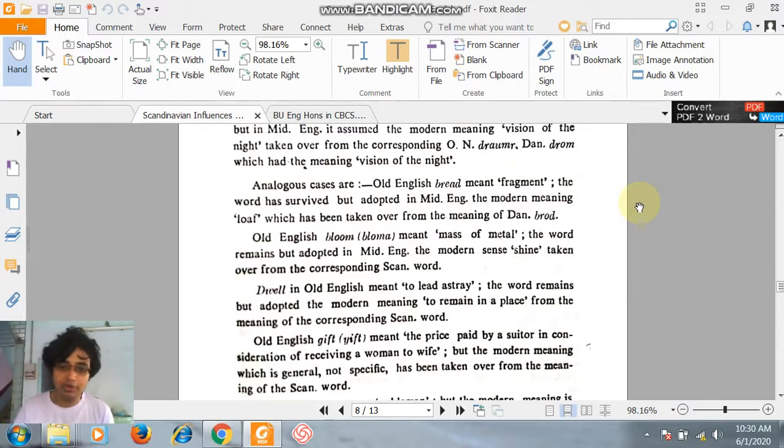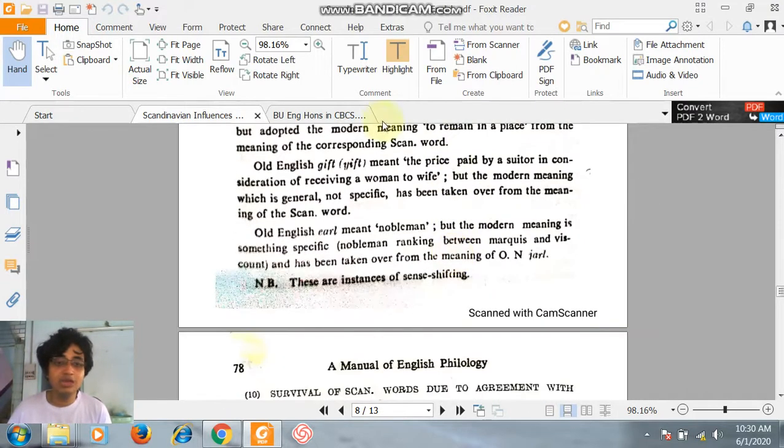Dwell, the Old English word, meant to lead astray. The word remains but adopted the modern meaning to remain in a place from the meaning of the corresponding Scandinavian word. Old English gift, for example, meant the price paid by a suitor in consideration of receiving a woman to wife, but the modern meaning, which is general, not specific, has been taken over from the meaning of the Scandinavian word.